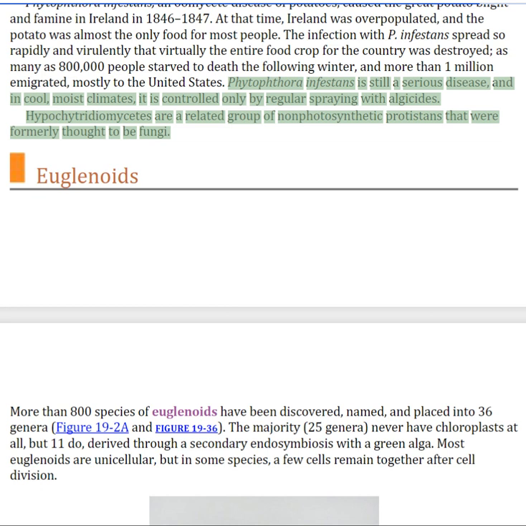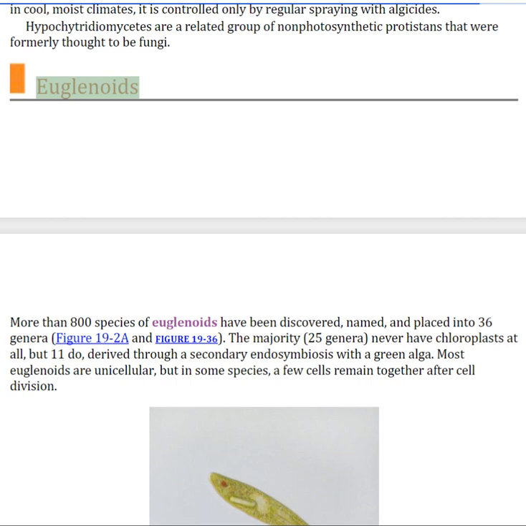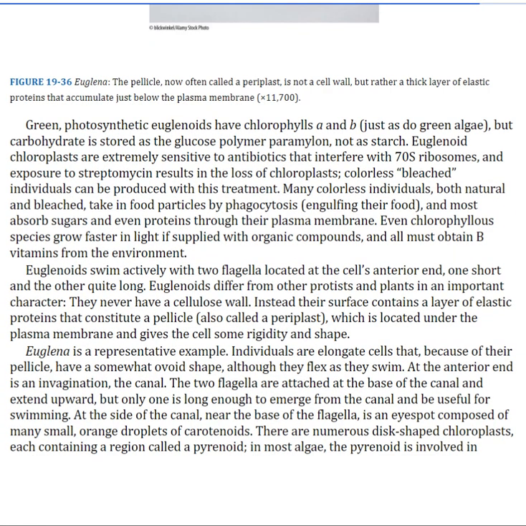Hypochytridiomycetes are a related group of non-photosynthetic protistans that were formerly thought to be fungi. Euglenoids. More than 800 species of euglenoids have been discovered, named, and placed into 36 genera. The majority never have chloroplasts at all, but 11 do, derived through a secondary endosymbiosis with a green alga.